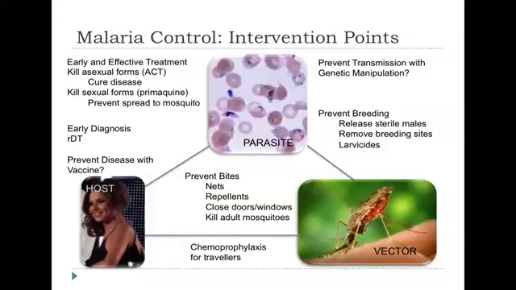So where are we going to intervene if we're trying to stop malaria from spreading? This just summarizes the whole picture. We're going to go through some of these points in more detail now, but just to give you the big picture, we've got the parasite, the vector, and the host. And what can we do? How can we intervene? So let's look at some of these issues in more detail.